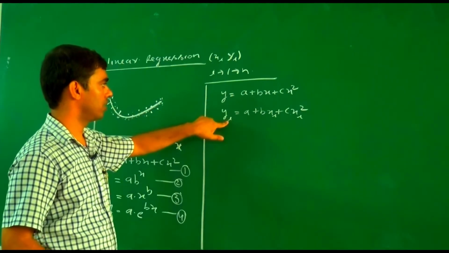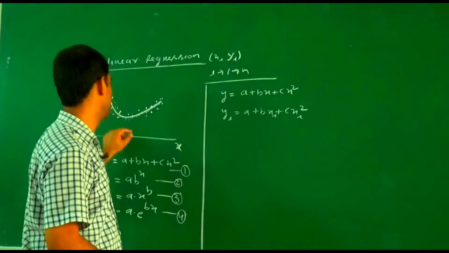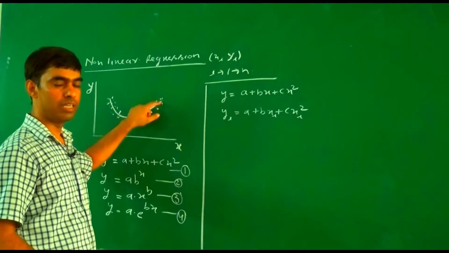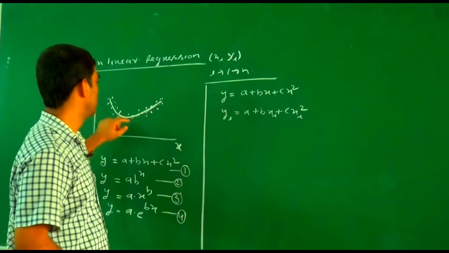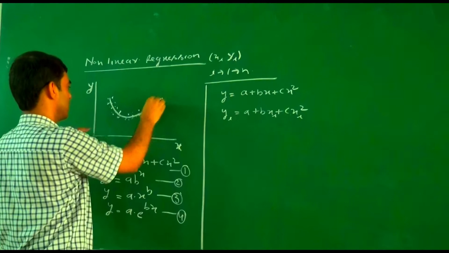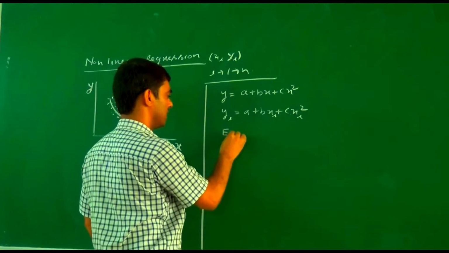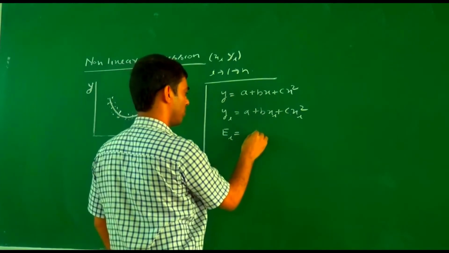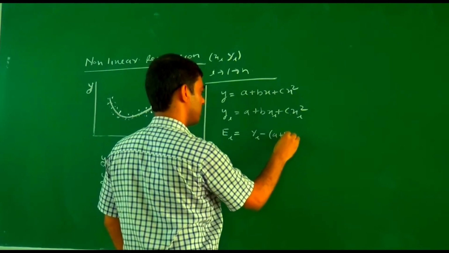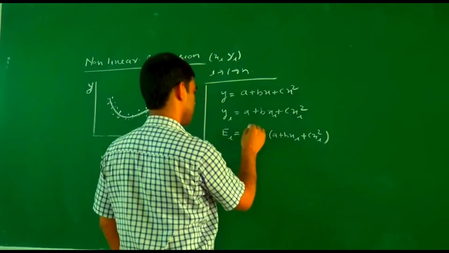Means if we put x1, y1, then y1 equals a plus b x1 plus c x1 square. So if this one lies on this curve, this parabola, then the difference, the error, becomes 0. If this one does not lie on this curve, then there is a difference, and that difference is measured by ei. ei becomes yi minus (a plus b xi plus c xi square).